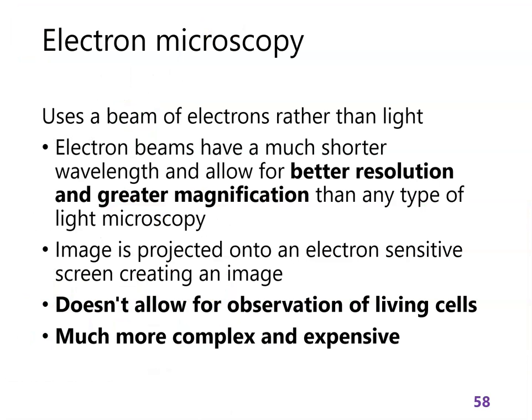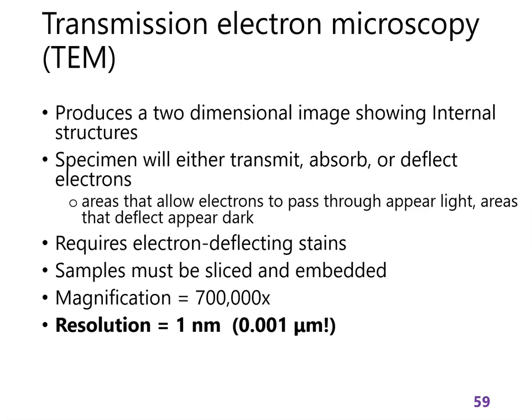Electron microscopy is fundamentally different because it uses electrons instead of light. Electrons have a much shorter wavelength, and that gives us much better resolution because the wavelength is what determines the best possible resolution. So with that much better resolution, we can get better magnification and really see little tiny details. Unfortunately, electron microscopy doesn't let us look at living cells. We can only look at dead, fixed cells. And unfortunately, it's extremely expensive and complex. And there are two types of electron microscopy you need to know.